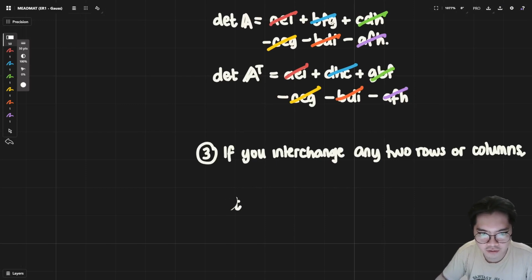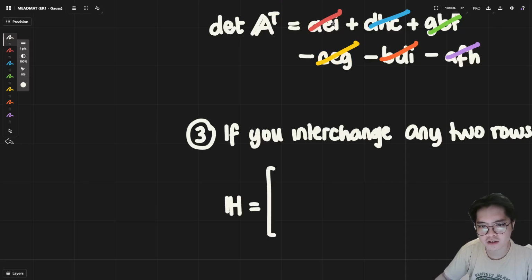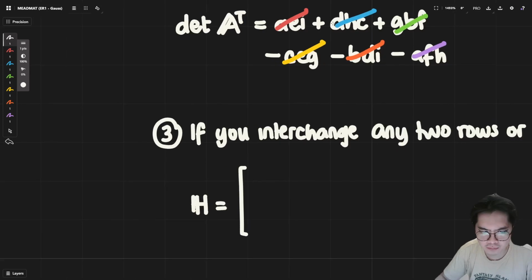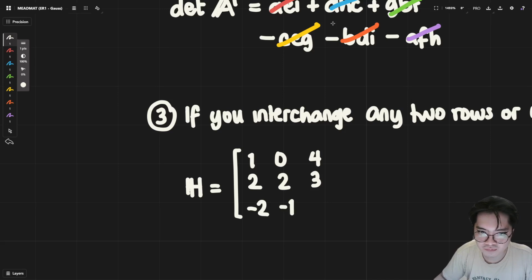Let's have another matrix. What other letters have we yet to use? Letter H. Okay. Let's have here a 3 by 3. A very simple 3 by 3. 1, 0, 4, 2, 2, 7. Nope. No. 3, negative 2, negative 1, and I don't know. 2. Okay.